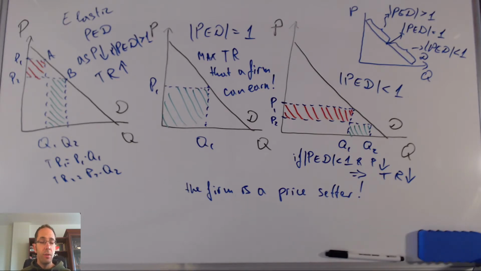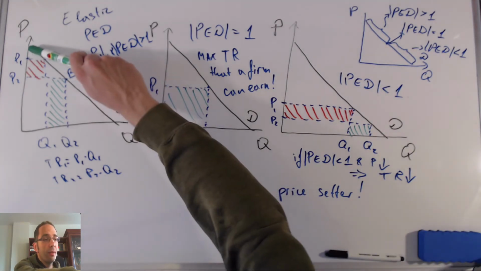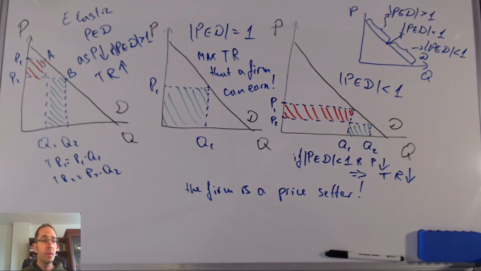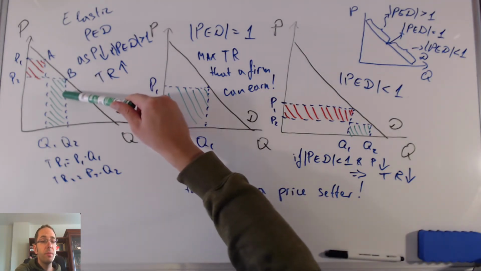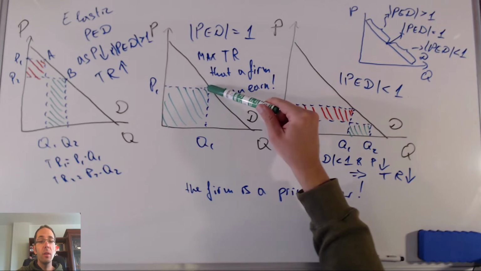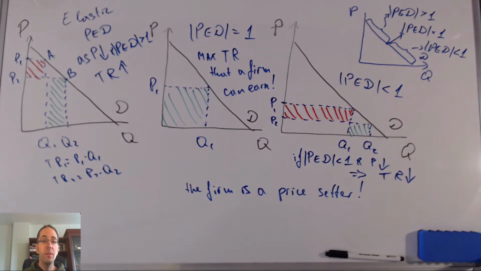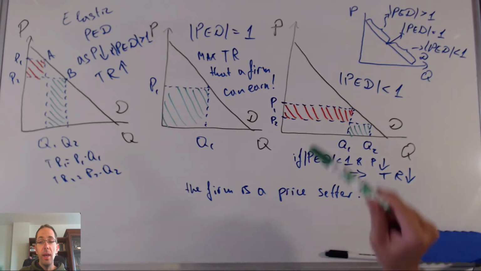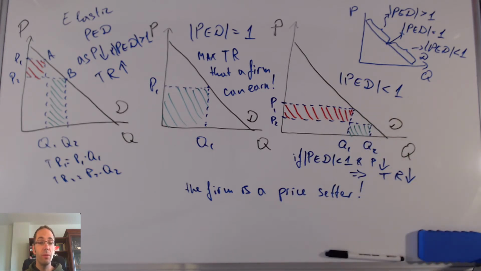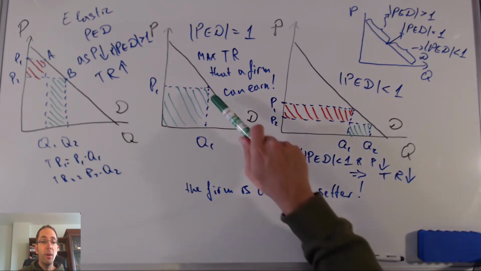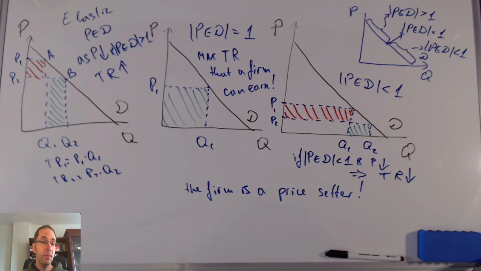So let's actually see what's happening over here. If we start in the elastic part of the demand curve and we begin to lower the price, the total revenue will initially begin to increase. This will keep going until we reach this point where the price elasticity of demand is unit elastic, and from this point onwards, if we continue to lower the price, the total revenue will begin to fall. So this is why over here we can say that the total revenue will be maximized.